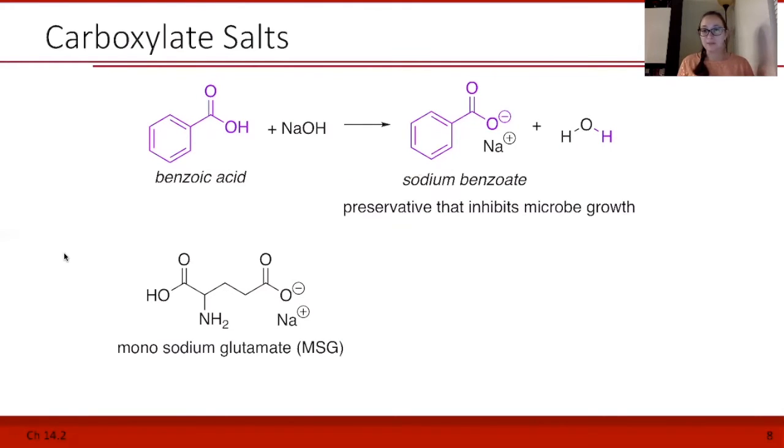And then something that you guys probably have heard of through the grapevine of your nutrition classes, something called monosodium glutamate. So this molecule here, if it's protonated, it's just called glutamate. But then if you deprotonate just one side of the dicarboxylic acid, so you have one carboxylic acid here, one carboxylic acid here, make one carboxylate salt, and that's called monosodium glutamate, or the acronym that a lot of people know it for is MSG.